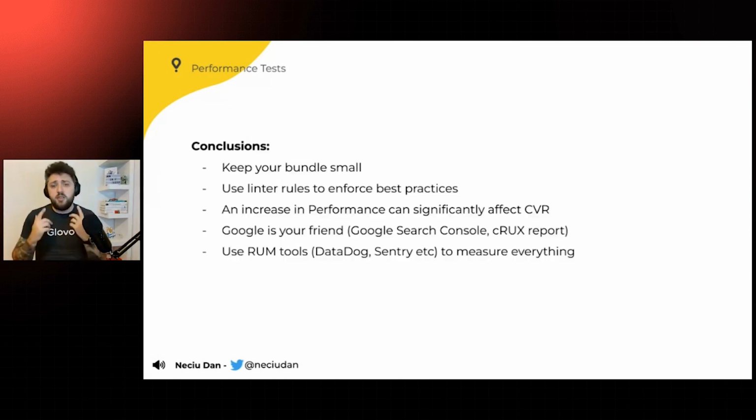So in conclusion, keep your bundle small, use linter rules to enforce best practices. An increase in performance can significantly affect your CVR, so make sure you have performance tests in place. And Google is your friend. You have the Google Search Console and CrUX report to verify your performance on a weekly basis.